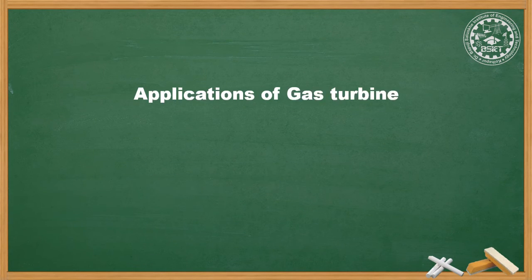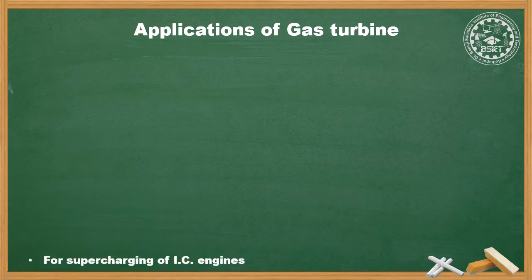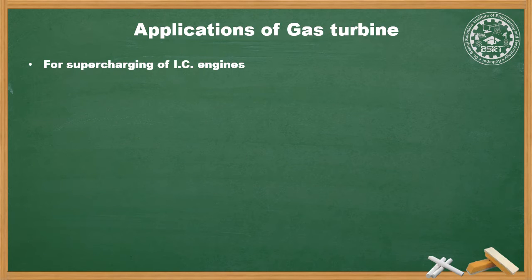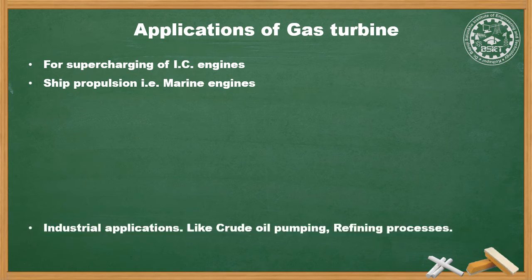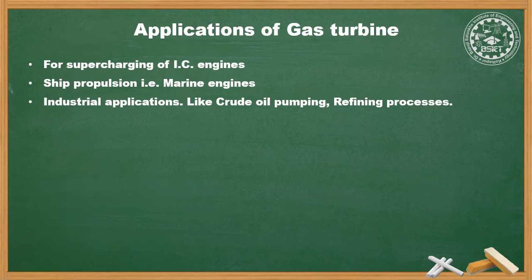The applications of gas turbine are as follows. Number 1, for supercharging of IC engine. In the IC engine, sometimes more air is required for more power generation. At that time the gas turbines are used for supercharging. Second, for locomotive propulsion or ship propulsion, that is for the movement of ships or locomotives. Third is industrial application like crude oil pumping and refining processes. Gas turbines are used in crude oil pumping and refinery processes.